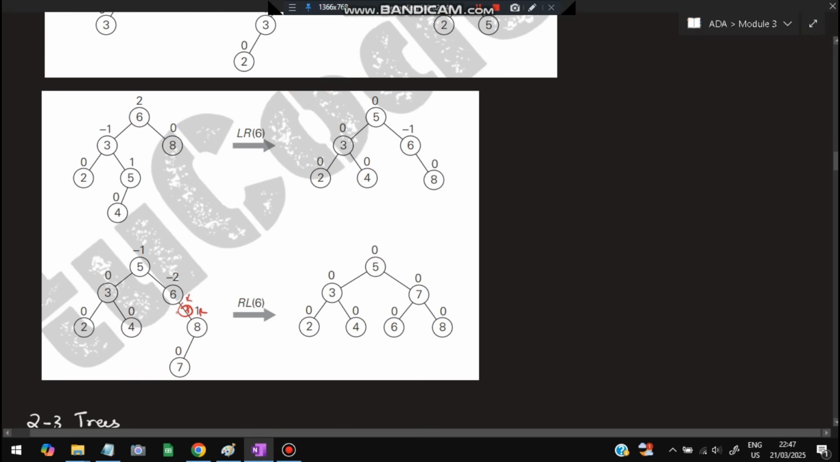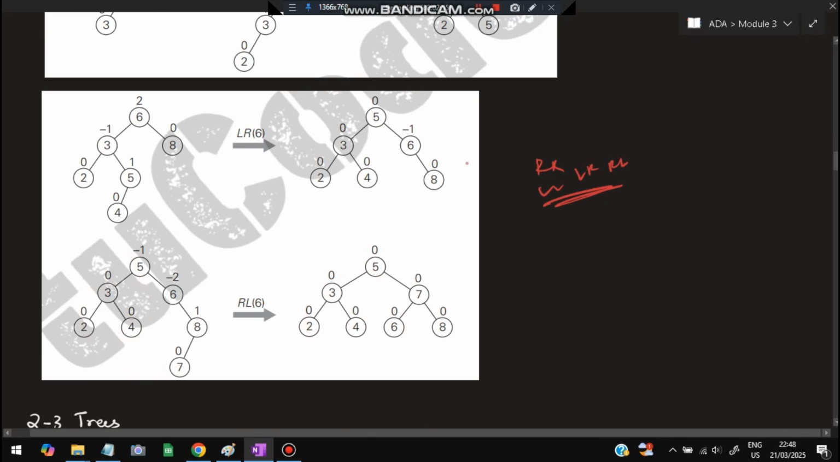When the RR operation is there, this has to be pulled downwards, right? So 7 will be in the middle, 6 will be pulled downwards, and 8 will be here as usual. So 7 and 6 will be pulled here, and 8 will be as usual, and the remaining thing is exactly as it is. So these are the AVL operations. 4 operations are there: RR, LL, LR, and RL.